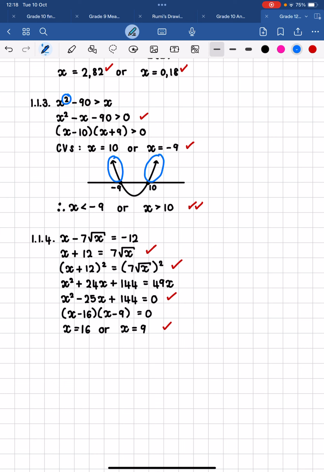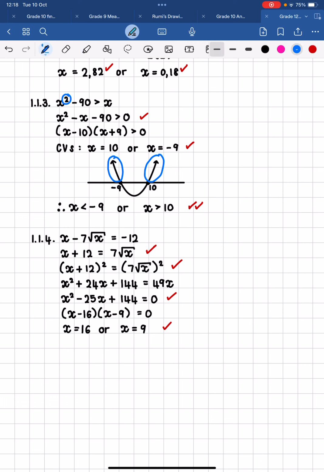The first mark there is just for bringing that x over. But also, guys, for having it in the correct order. Right? So if you wrote x squared minus 90 minus x greater than 0, you're not going to get the mark for that because this is not standard form. Standard form is where the x is in the middle. Okay, so you have your x squared and you have your x and you have your constant term. So you have to write it in that order, please. That is the first mark.